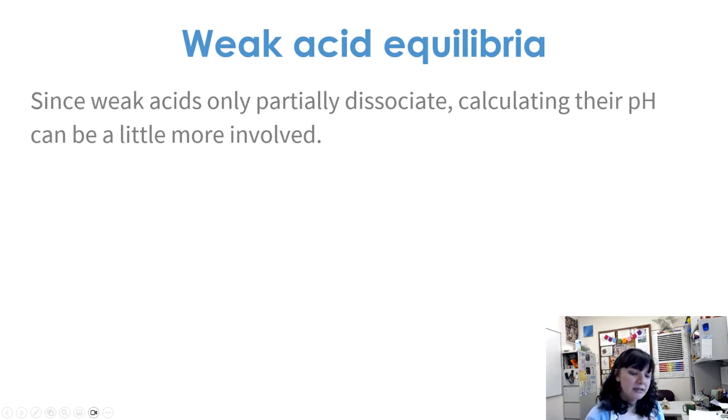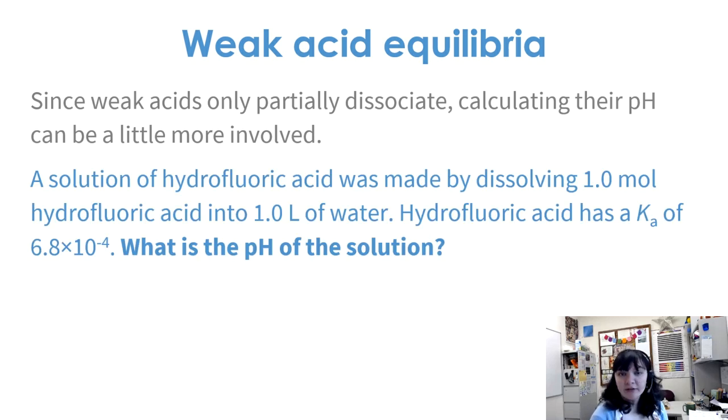So we can't necessarily assume that our concentration of hydronium is just equal to the concentration of the acid itself, right? That's only true if the acid completely separates apart, which weak acids just don't. But we can determine the pH of a weak acid solution if we know its Ka.